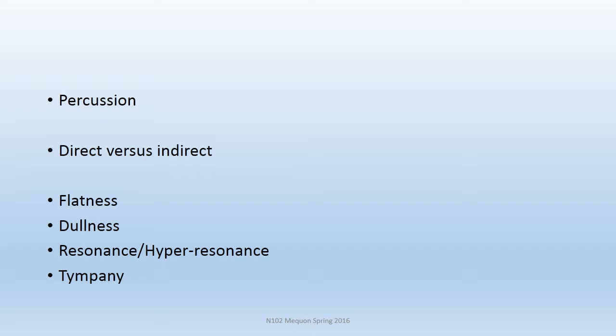Dullness is a thud-like sound produced by dense tissues such as the liver, spleen, or heart. So these are over visceral organs. Resonance is a hollow sound such as that produced by lungs filled with air. And hyperresonance is not a usual finding. And it is something that you might detect over a lung that is diseased, such as with emphysema.